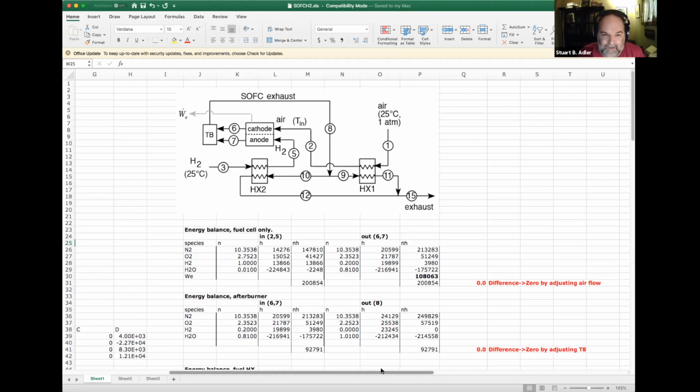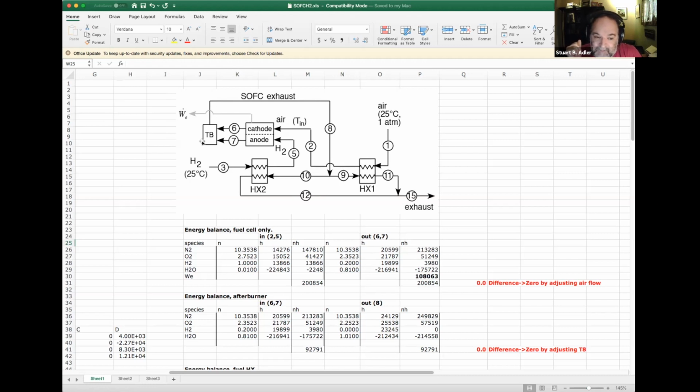We're taking the exhaust out of the fuel cell. The exhaust from the cathode is stream 6. The exhaust from the anode is stream 7. Those are going into the afterburner or tail burner, as it's sometimes described. We basically burn up all the remaining hydrogen because oxygen is in excess, for reasons I talked about last time. The combined exhaust, which now contains combustion water, unused oxygen, and all the nitrogen that came in with the air, is in stream 8.